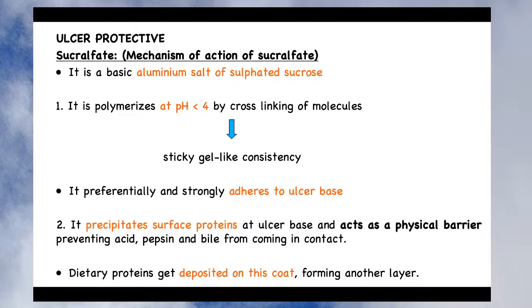Basically after this process, the dietary protein present in your diet, or whatever food you consume, will also deposit and form a coat, another layer. So now you can see there are three layers of protection. The first protection is due to polymerization, forming the sticky gel-like consistency of the Sucralfate itself, which will preferentially and strongly bind to the gastric ulcer. Secondly, after binding to the gastric ulcer, there will be precipitation of the surface protein. This is the second layer. And thirdly, whatever dietary proteins you have consumed will also deposit on this coat and form another layer. This is how it ensures protection of the patient from the ulcer.